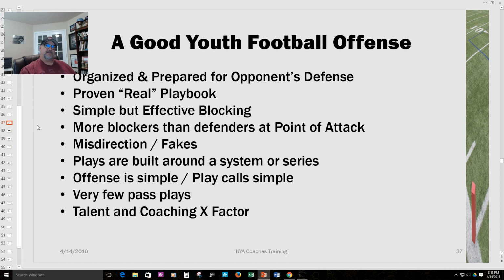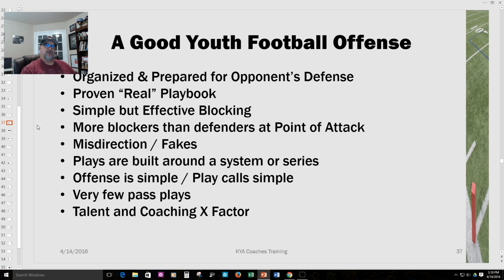I am not a passer in youth football, so very few pass plays, but the pass plays you do have, make sure they're very effective and you can hit those about 75% of the time. And look, you've got to have talent and you've got to have good coaches. Those are your X factors. You still have to have tier 1 players, especially a tier 1 tailback, if you think you're going to win your league Super Bowl.